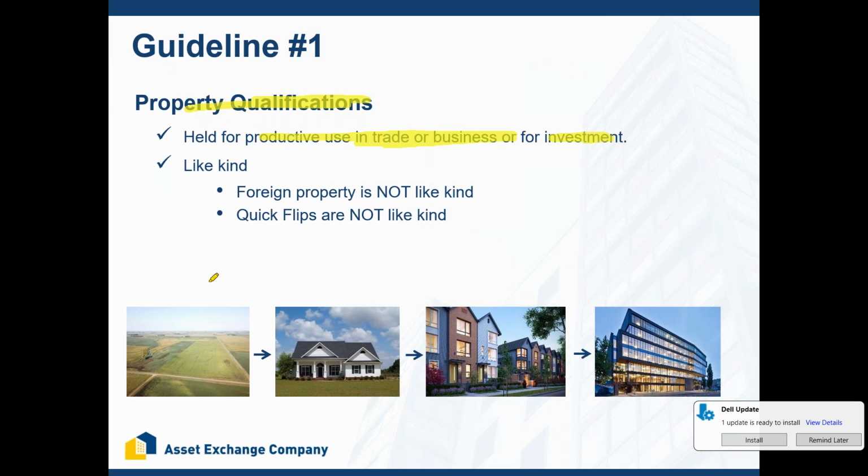All properties in the United States, anywhere in the United States, will qualify. So you can sell a piece of land in Nebraska and do a 1031 exchange for a rental home in Oklahoma. You could sell that rental home in Oklahoma, buy an apartment building in New York, sell the apartment building in New York, and buy an office building in Palo Alto. It doesn't matter, all right?